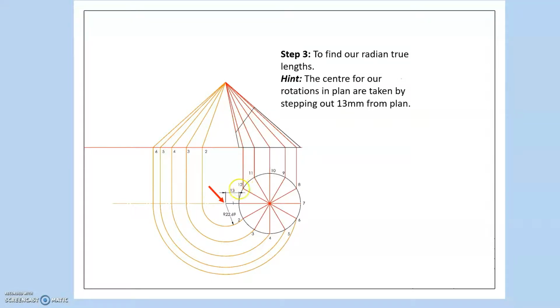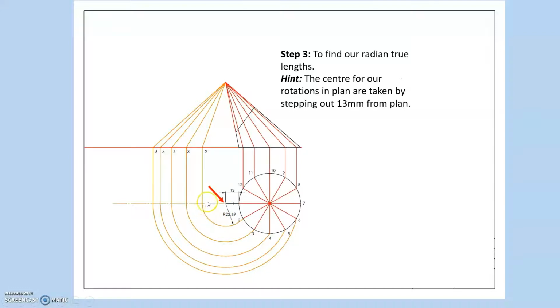After this, we're going to move on to finding the radians and finding the true length of the radians. We should already have all of the elevation and plan completed. What we're going to do is use the point again. The red arrow is showing us. We're going to use that point as our center of rotation. We're going to bring each point around to this line here, this horizontal line, and rotate all these points around.